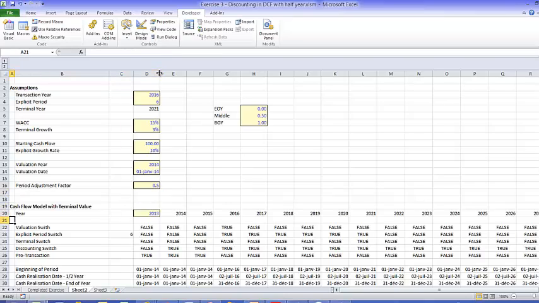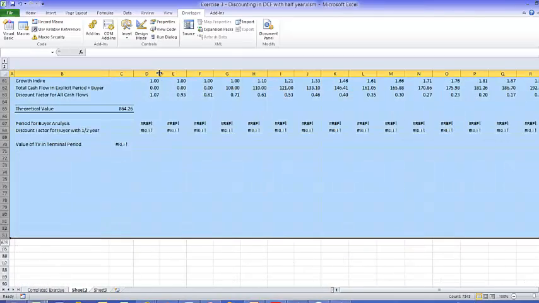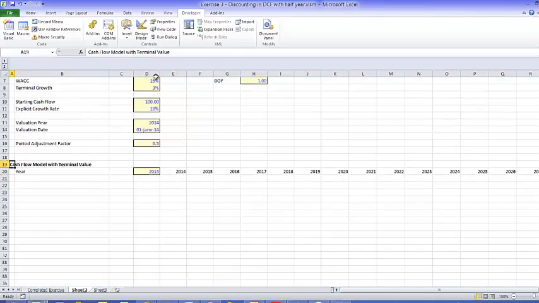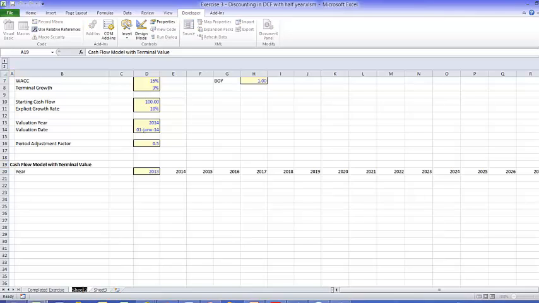So here is our... let's start with just the inputs. How's that? Okay, and I'm going to call this exercise blank.